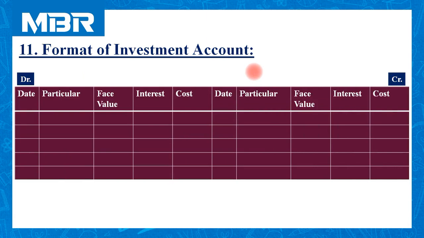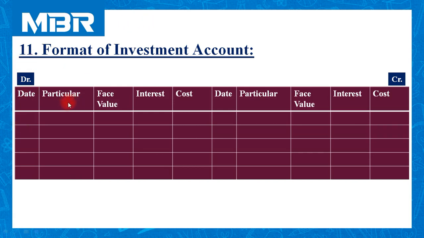When you want to prepare your investment account, you need to prepare this account with multiple columns, debit side and credit side. First column is all about date of the transaction. This particular topic is based on different dates only, and dates are playing an important role in our calculation. So we need to mention date for each and every transaction.